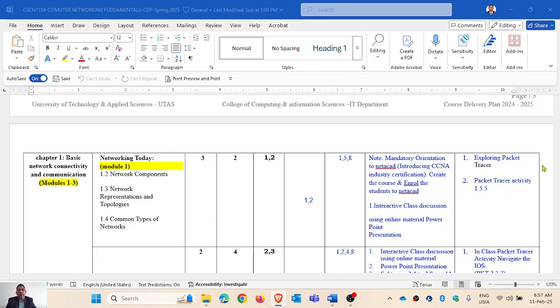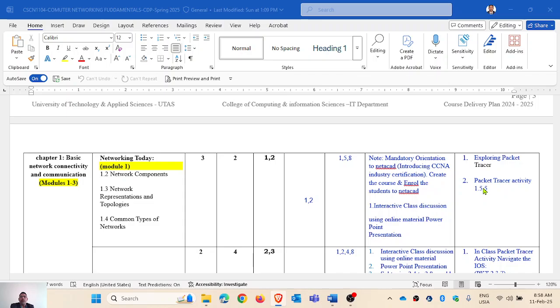Dear all, in this video, I am going to explain one of the Packet Tracer activities belonging to Module 1. We have already discussed three topics in this module: 1.2 Network Components, 1.3 Network Representation and Topologies, and 1.4 Common Types of Networks. Based on these topics, there is an in-class activity called Packet Tracer Activity 1.5.5.